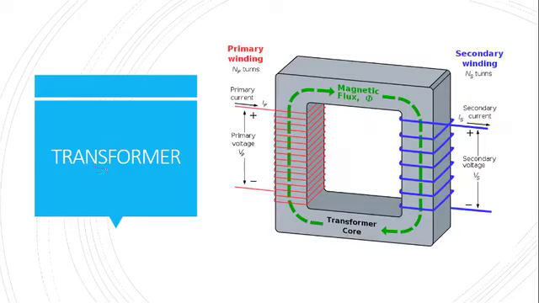Now, this is exactly what a transformer looks like. We have the primary winding, which is here, and we have the secondary winding, which is represented by the blue wires here. And then this is the transformer core, with there being a magnetic flux or magnetic lines of force all rotating.